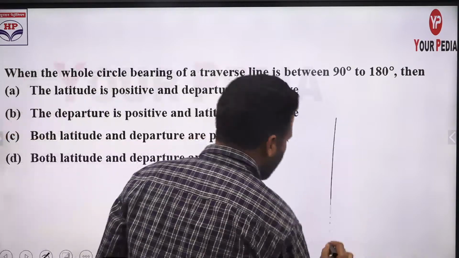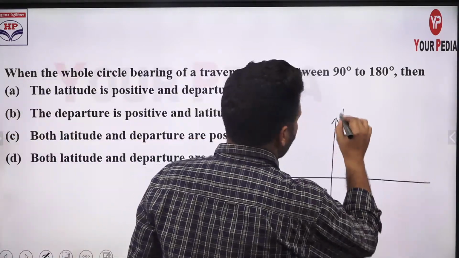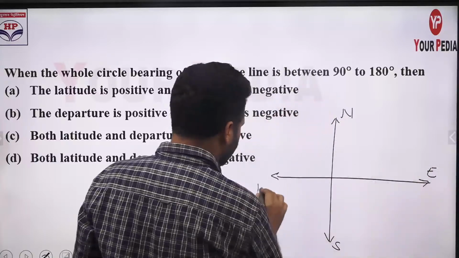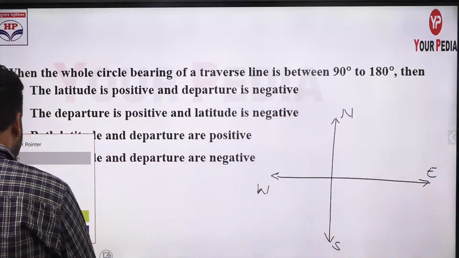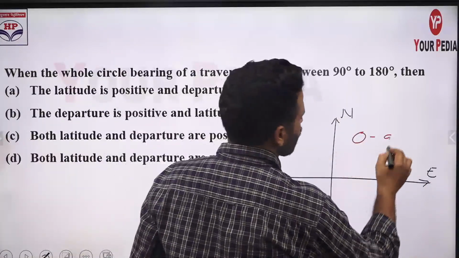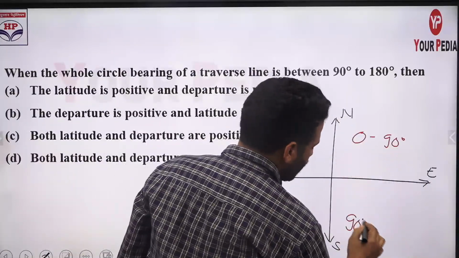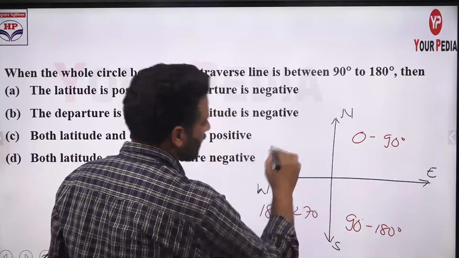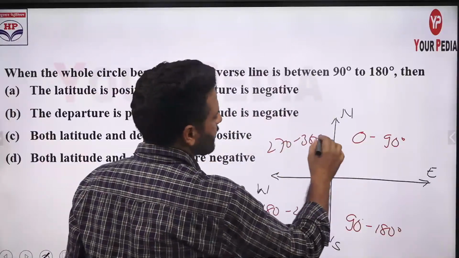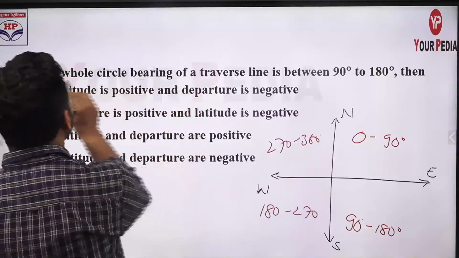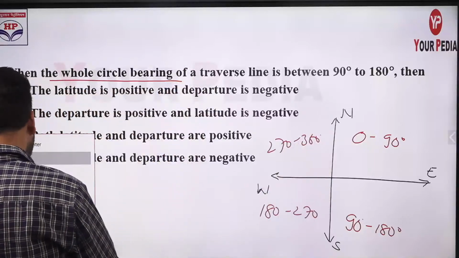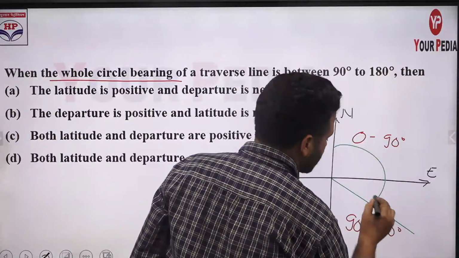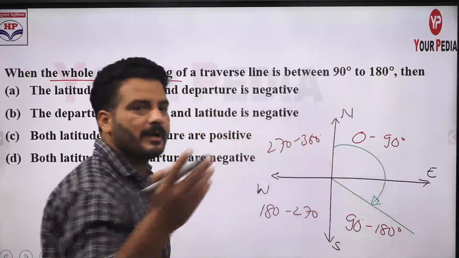So let me mark here first. This is your north, this is your south, this is east, and this is west. When this whole circle bearing, this angle is 0 to 90 degrees, 90 to 180 degrees, 180 to 270 degrees and 270 to 360 degrees. That is whole circle bearing. I already told you guys, whenever whole circle bearing is given to you, always start from north and go in the clockwise direction. So let this angle be in between 90 to 180.